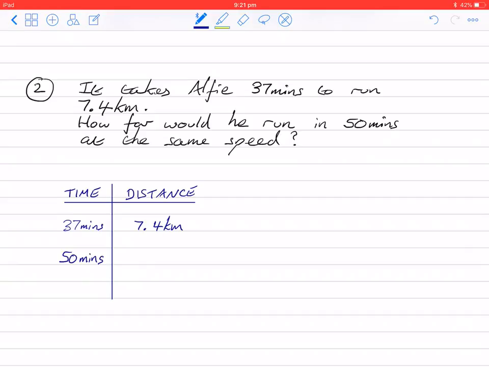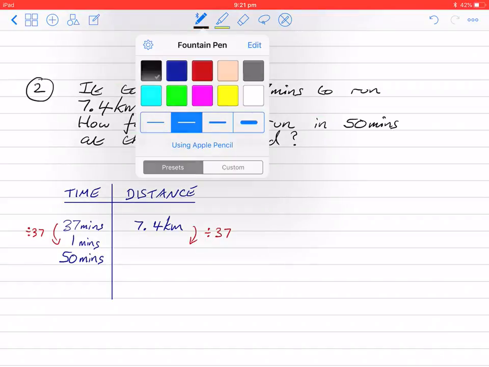So we should always estimate. So 37 minutes, he did 7.4 kilometers. 50 minutes is obviously going to be a bit bigger than that, so a bit longer than 7.4 Ks. So what we're going to do is find out what 1 minute is. What do we do to 37 to turn it to 1? We divide it by 37. Do the same over here, divide that by 37. So on your calculator, 7.4 divided by 37, and I get 0.2.